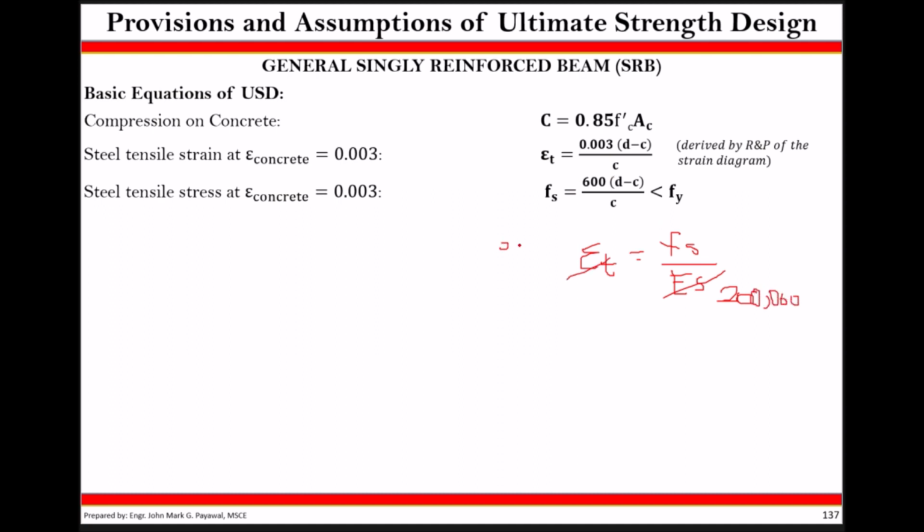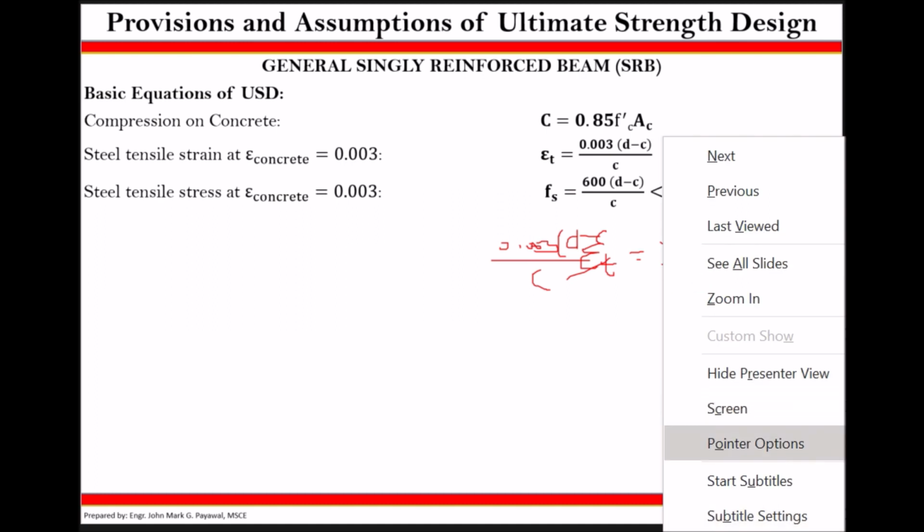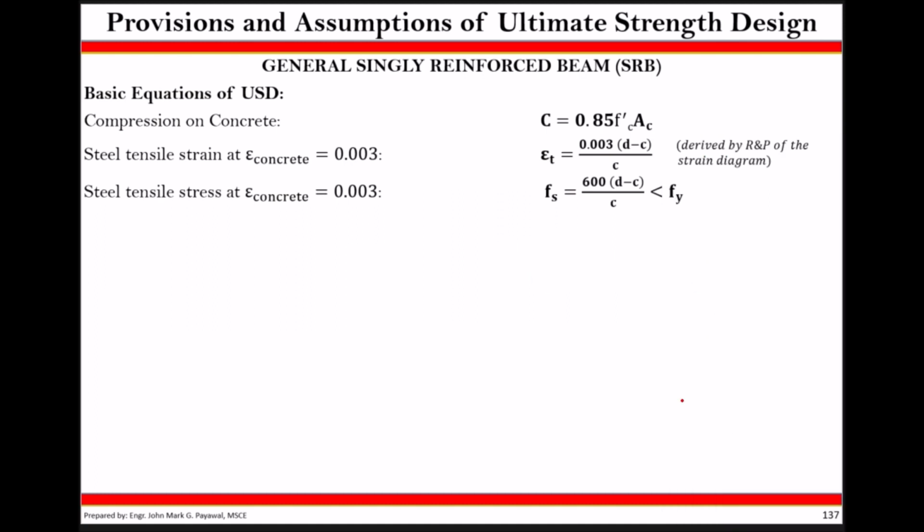Ano ba yung Et? That's 0.003 D minus C over your C. If you cross-multiply, we can compute for Fs. Now, again, you don't need to memorize but understand the concept of your stress block and your strain diagram for easier understanding and for easier derivation of formulas. For non-yielding tension, sabi natin kanina, ano ba yung yielding or non-yielding? It becomes non-yielding if we have determined that your Fs or the calculated stress in steel is less than your Fy. Ano yung Fy? Binibigay ito.